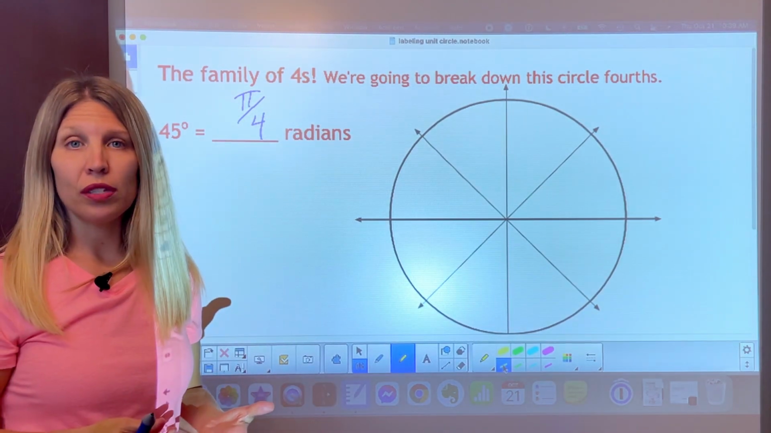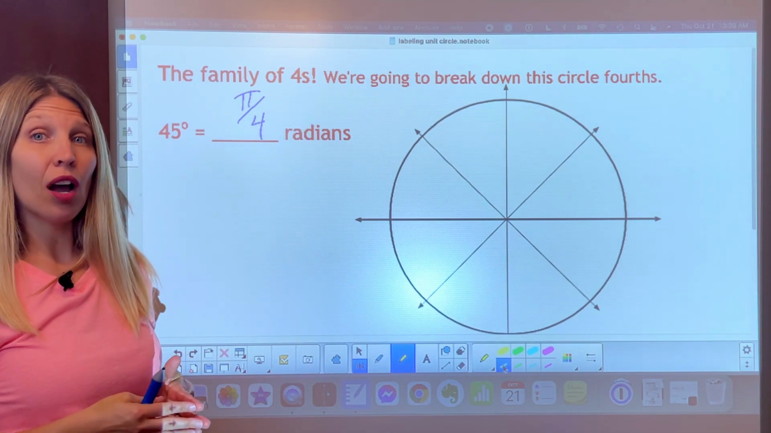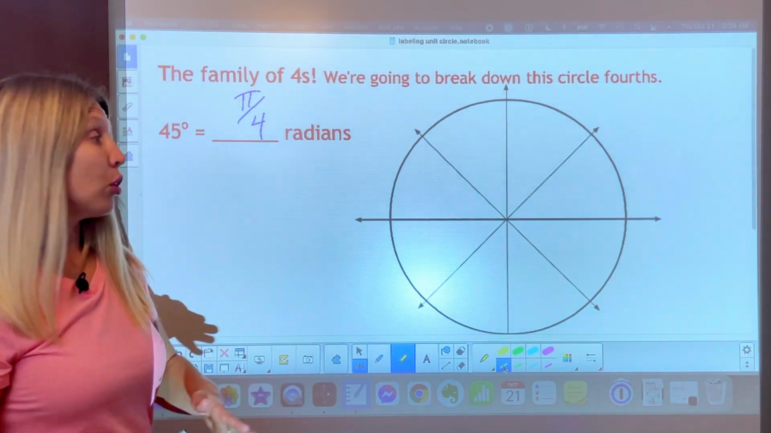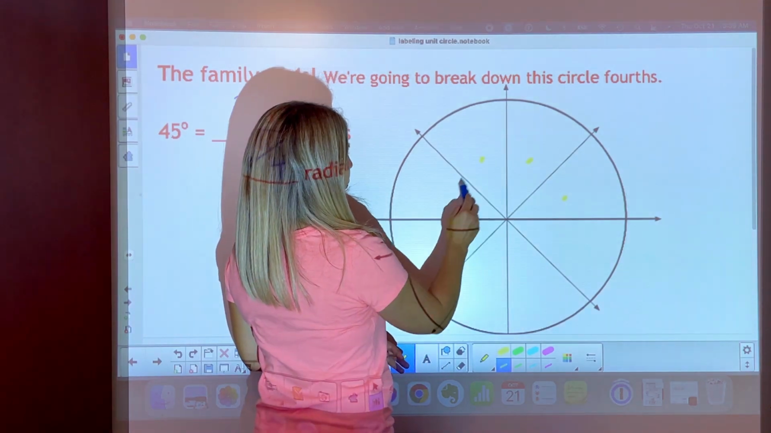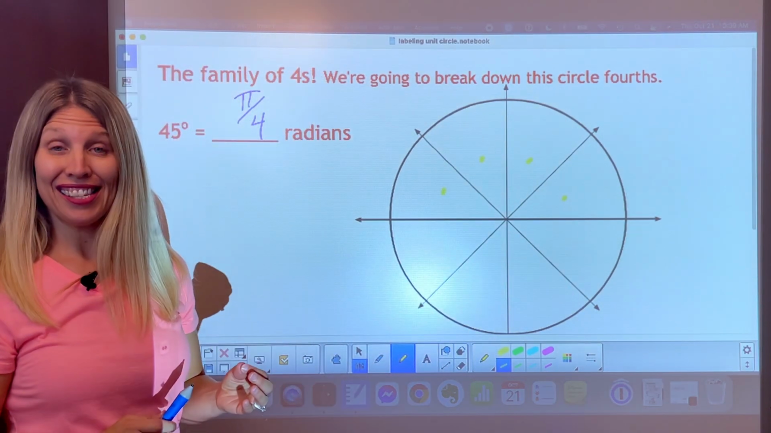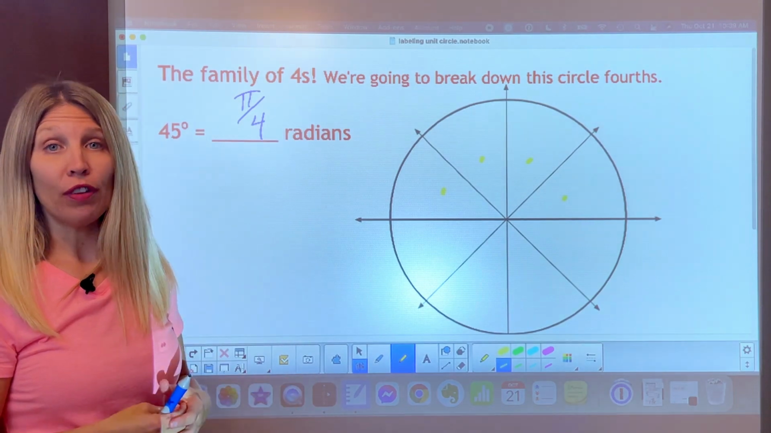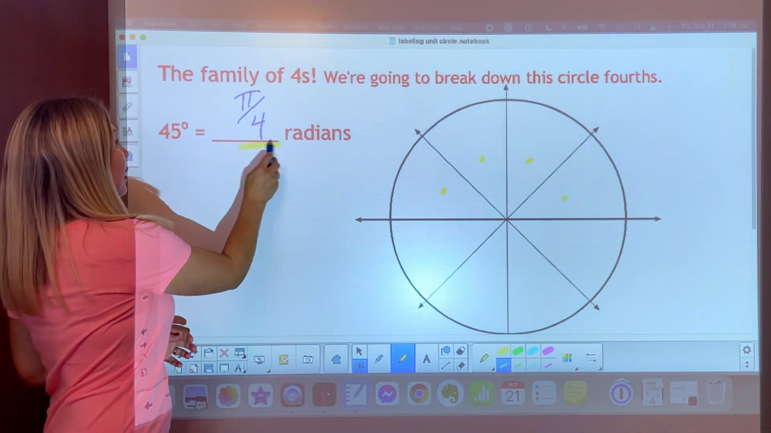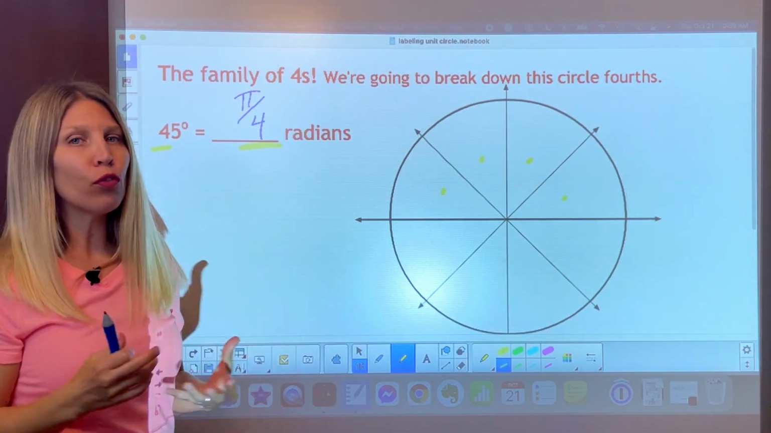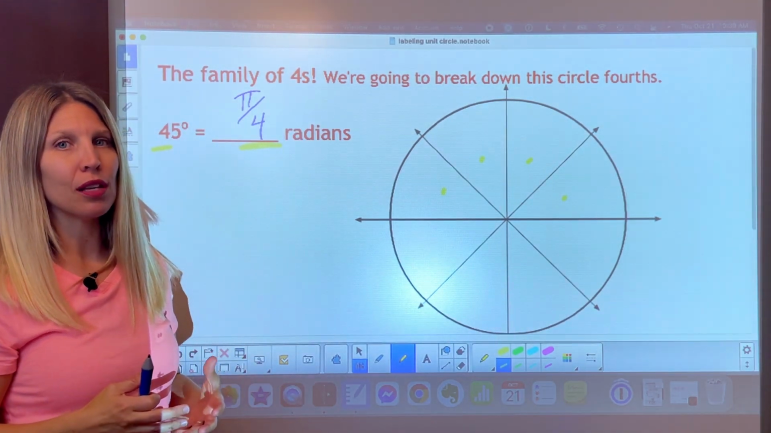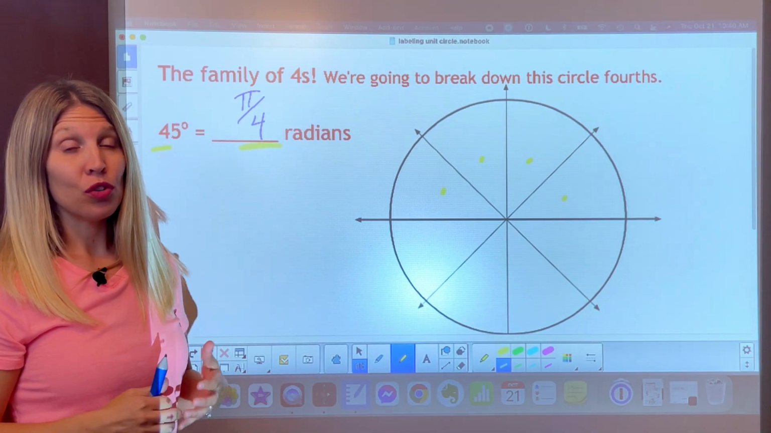The reason we're going to call this the family of 4s is because we're splitting up each semicircle, so the top half of the circle, into 1, 2, 3, 4 pieces. And that's why we call this one the family of 4s. Plus, it's pi over 4 and 45 degrees. So all the 4s kind of go together, and that helps us remember how to split this circle up.